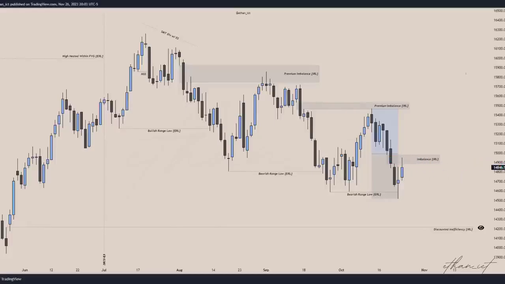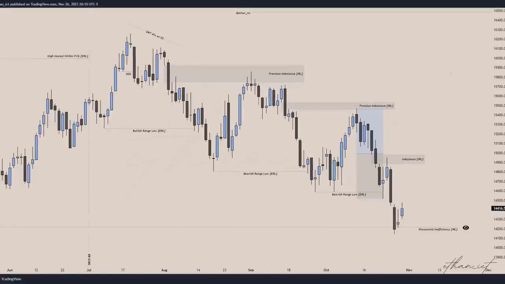So from this internal range liquidity, what would we look for again? We would look for that external range liquidity, right? Which would be this range low. And in this case, from here, we trade into the monthly drawn liquidity, and we can see how understanding this concept alone has framed a bias for 1.5 quarters of the year.